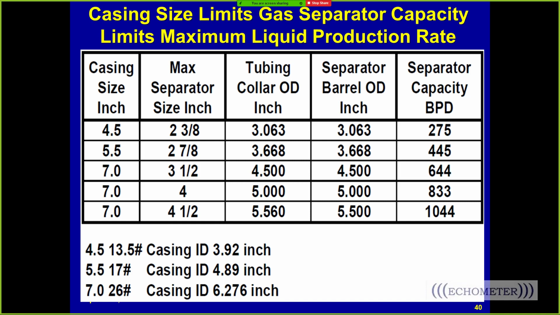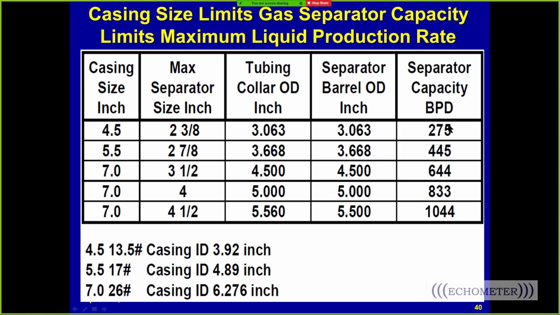So your casing size is what limits your gas separator size. The separator that you want to run in the well, you need a large area to have a large separation area between the dip tube and the inner ID of your separator. So the biggest separator OD you could put in would be the size of your casing, but you still need some room for the liquid to flow on the outside of the separator, so you can't make it that big. So in this case, if you have a casing size of 4.5 inches, the maximum gas separator capacity you have is 275 barrels a day.